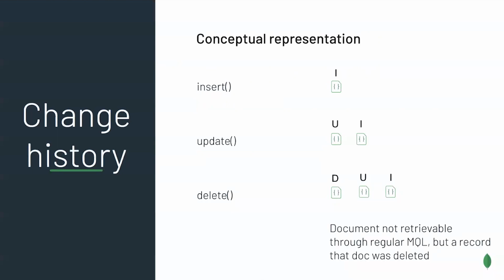Then when delete is called, the document should no longer be accessible through regular MQL operations on a collection. But it does not mean that the document and its change history should be deleted altogether. Instead, conceptually speaking, it should be recorded that the document was deleted. Perhaps another operation needs to be introduced which would purge the change history of an entire document, for example, for GDPR purposes.